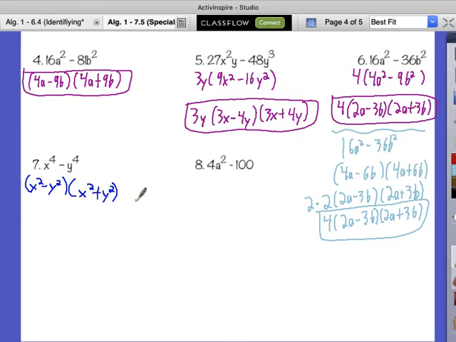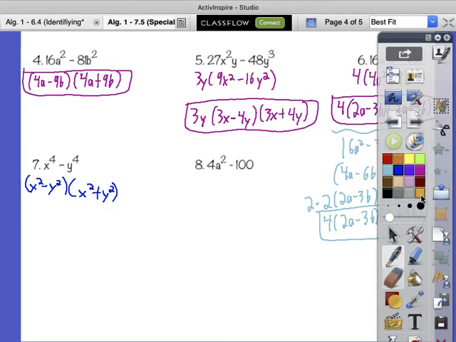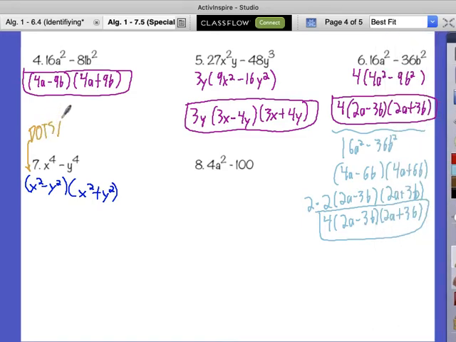Now, if we wait 1 second, though, what might we notice about our first parenthesis? Not a GCF. If I had just been given this problem, could we do something with that? Is that a difference of 2 squares again? Because we have x squared as a perfect square, y squared as a perfect square, and we have a subtraction. So guys, we have one more time, we have a difference of squares again here.